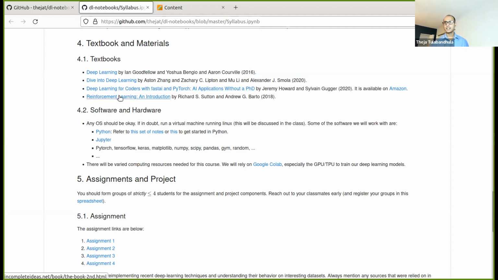And for the decision making part, I would say Reinforcement Learning: An Introduction is a really good introductory book for an in-depth understanding of reinforcement learning. Of course, we're going to cover that in these lectures. There are other sources for understanding reinforcement learning, other full-fledged courses, as well as tutorials. But these are some good starting points.